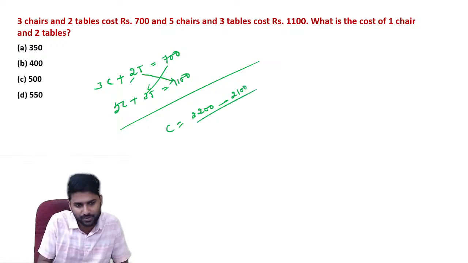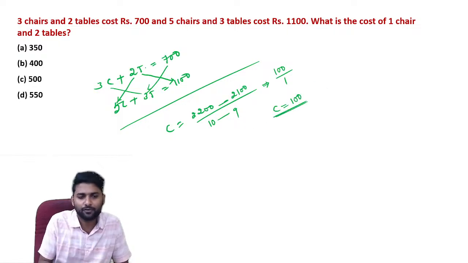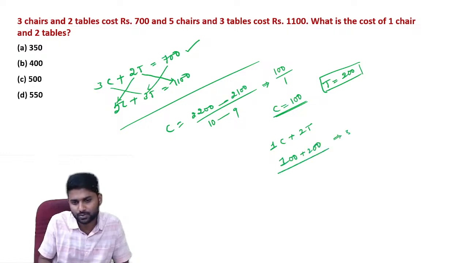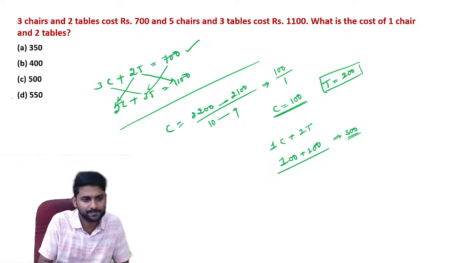Again, we have to continue the same cross multiplication here. 5 into 2 is 10. Multiply these two numbers, 3 into 3 is 9. If you take the difference here, 100 by 1, then the cost of the chair is 100 rupees. If you substitute here, the cost of the table is 200 rupees. Now the question: what is the cost of one chair and two tables? One chair costs 100 rupees, two tables are 200 rupees, then the total price is 300 rupees.